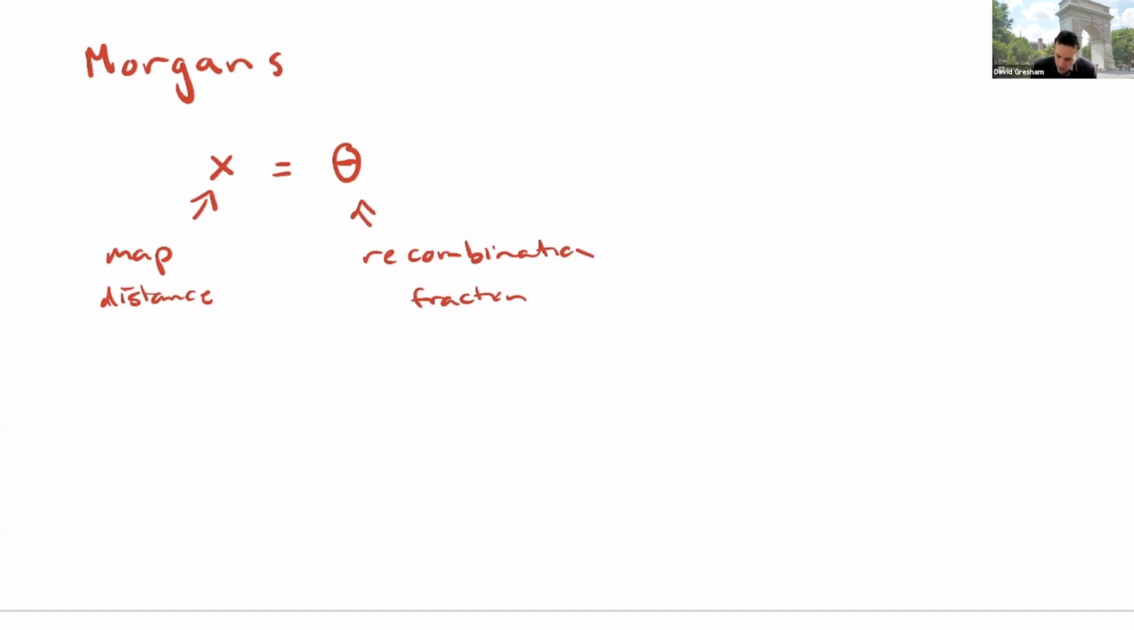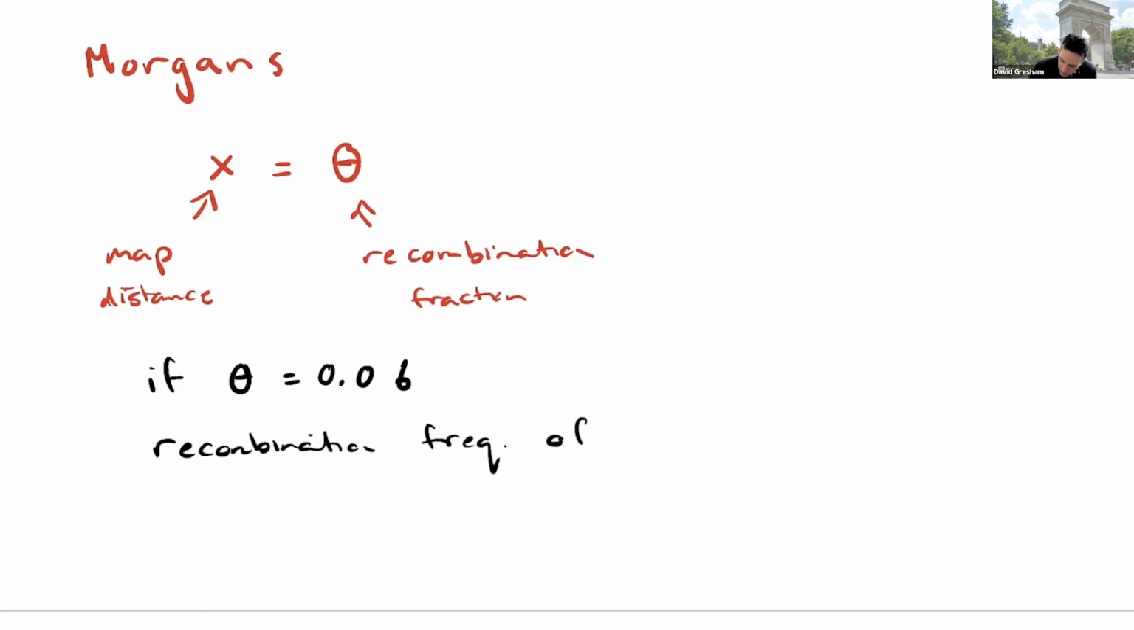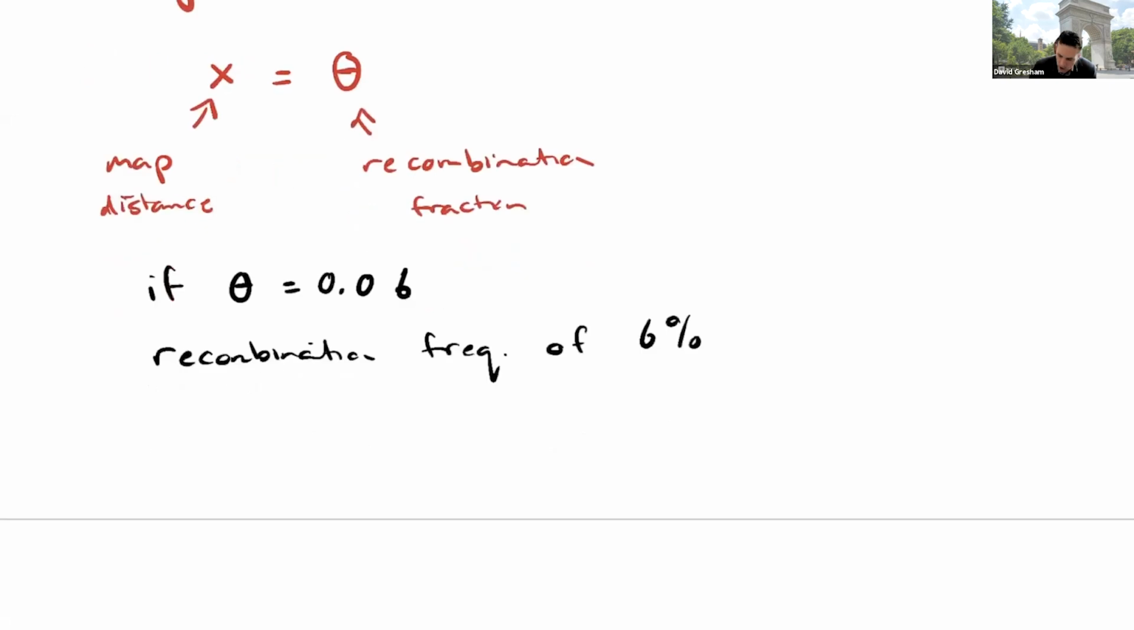So if, for example, the recombination fraction is 0.06, that corresponds to a recombination frequency of 6% of our progeny being recombinant. And that's actually a good estimate. So we can say, therefore, the genetic map distance is 6 centimorgans, or 6 map units, which are all synonyms.